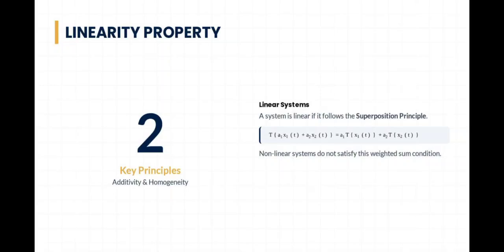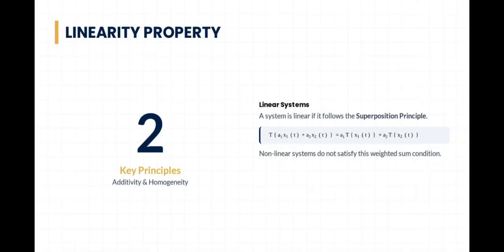If we talk about the first rule, if you put in input A and get output A, then put in input B and get output B, putting them together, A plus B should give you the sum of their individual outputs: output A plus output B. No weird side effects or bonus results, they just add up perfectly.